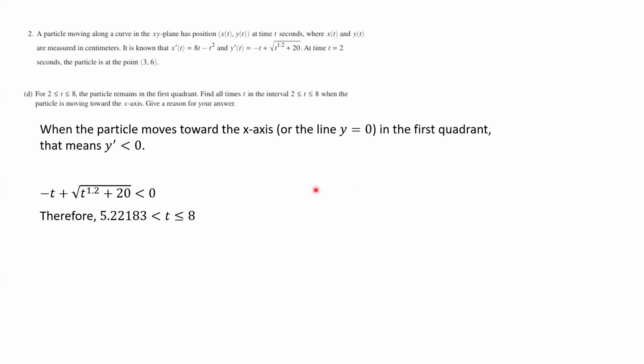And then lastly, for t between 2 and 8, the particle remains in the first quadrant. Find all times t in the interval 2 to 8 when the particle is moving toward the x-axis. Give a reason for your answer. So this is in the first quadrant. You can just imagine when the particle moves toward the x-axis, the height or the y-coordinate is getting less and less. It's moving toward the line y equals 0. So that means it's decreasing, so y prime, the derivative, is less than 0 because the function is decreasing. The derivative is negative. All right, so we just got to find where this guy is negative.